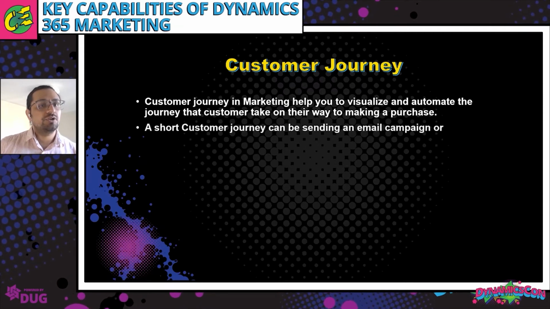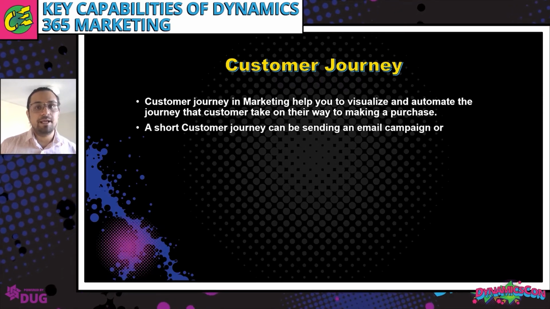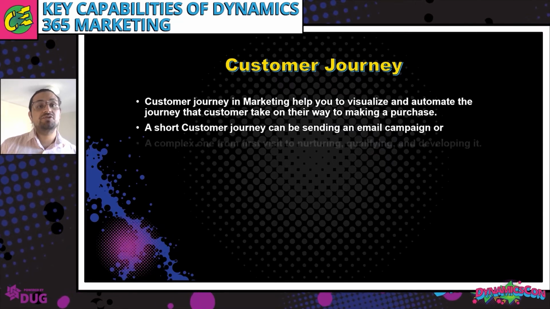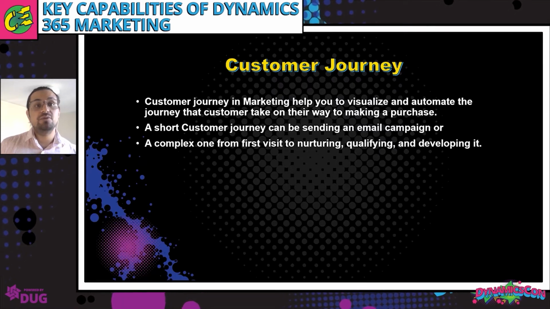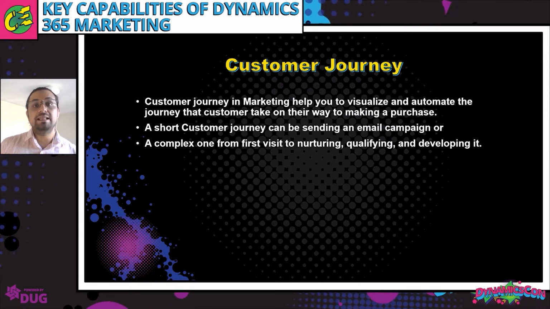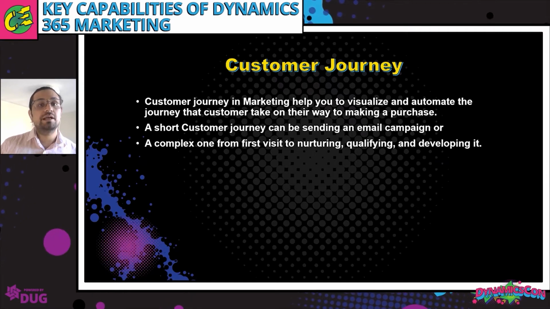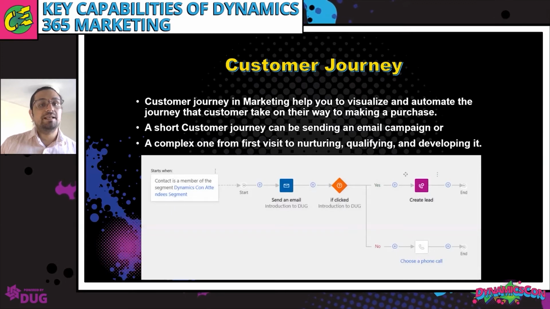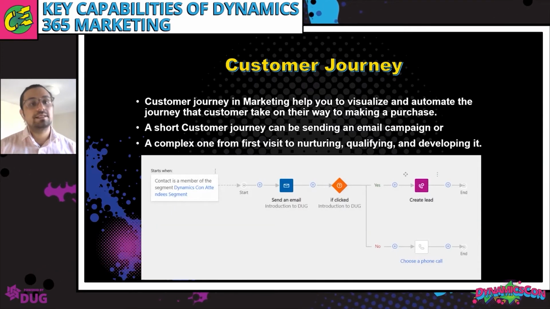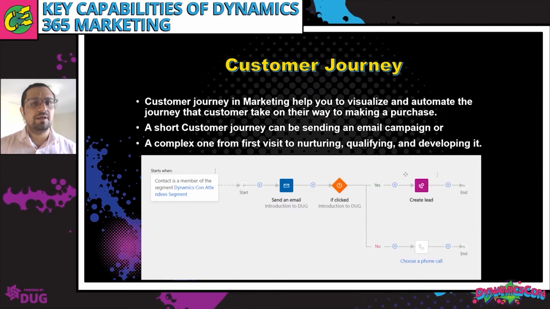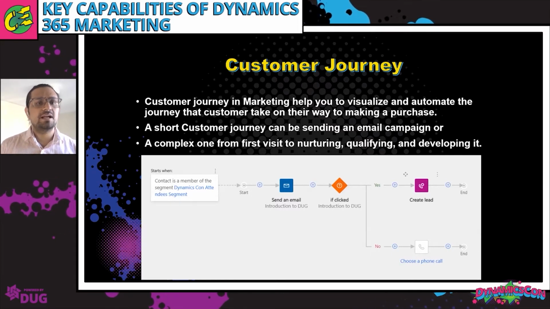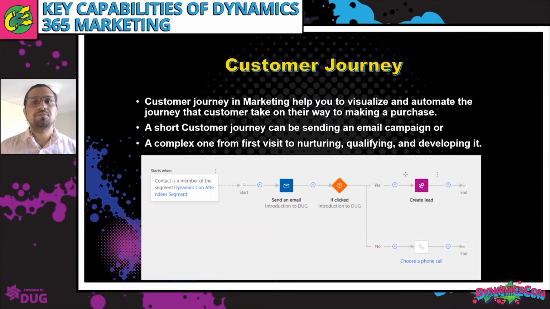You can create a very short customer journey, just sending an email campaign, or you can create a complex customer journey like nurturing them, qualifying them, developing those high-value customers or buyers, then sending those key campaigns and generating leads from those. It looks like this. You have a segment you selected, and at one point of time you start the customer journey, and you will add those triggers. I'm going to show you during my demo how it looks. So you can design this kind of customer journey for your buyers.